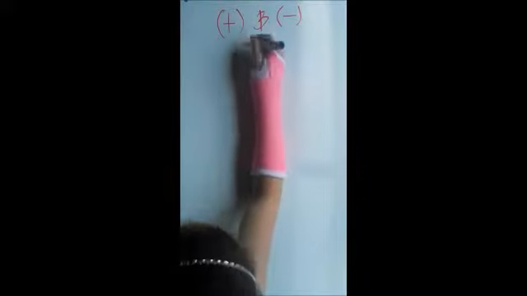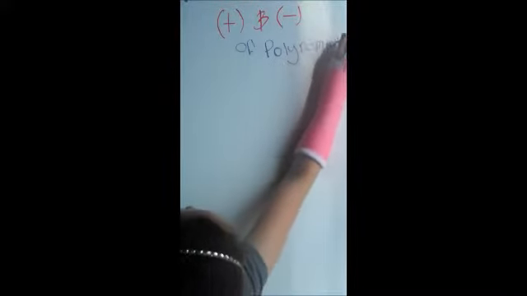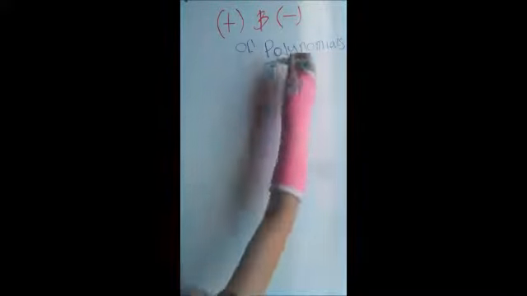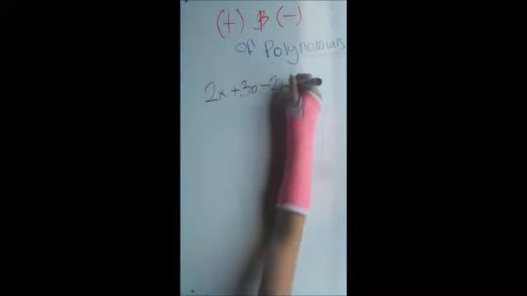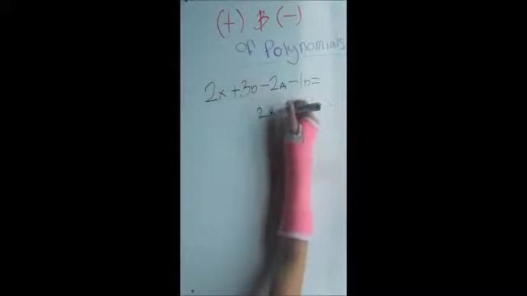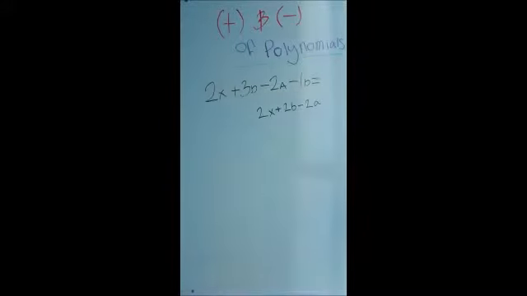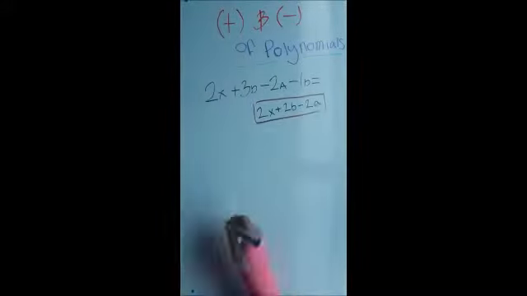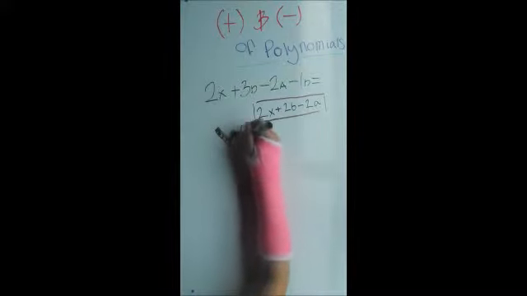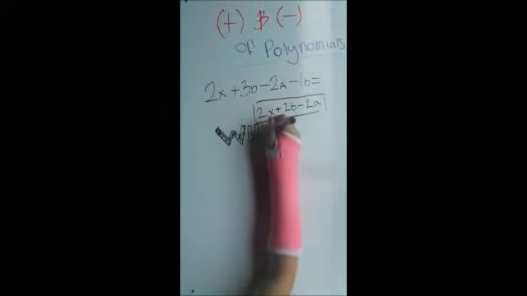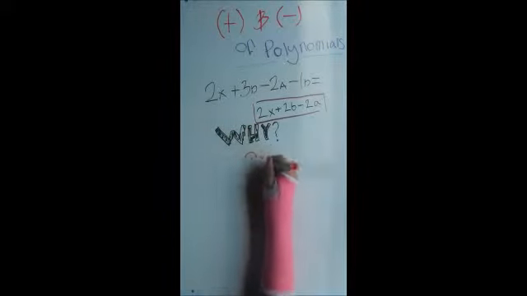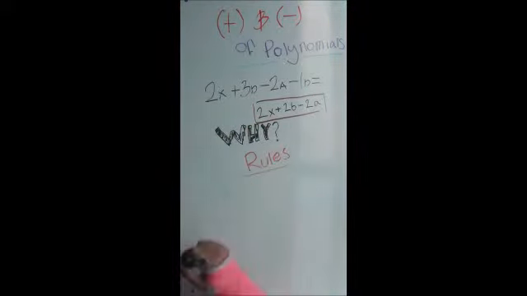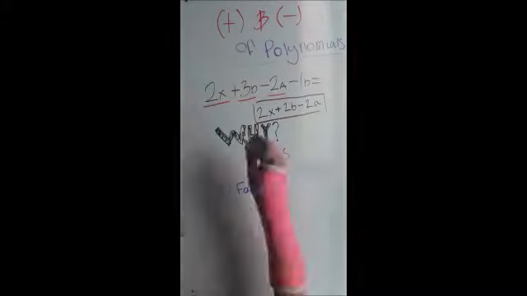So let's get started. Now that we've begun, what is a polynomial? For example, 2x plus 3b minus 2a minus 1b is a polynomial, and the simplified answer is 2x plus 2b minus 2a. But why? Let me teach you a simple rule that will help you do this math correctly.